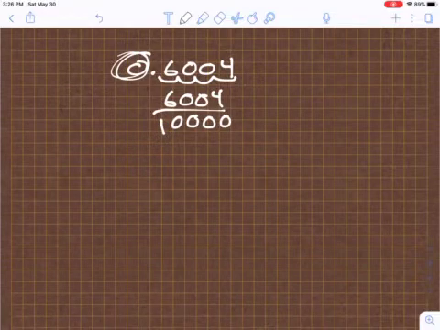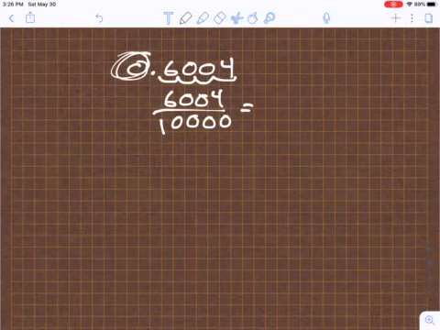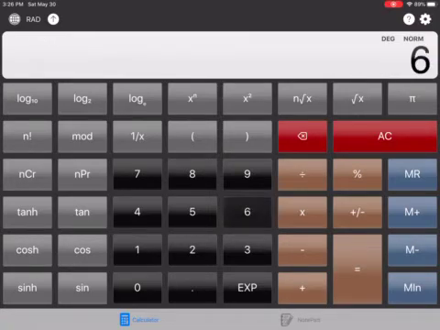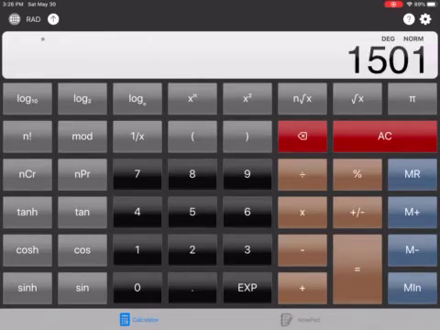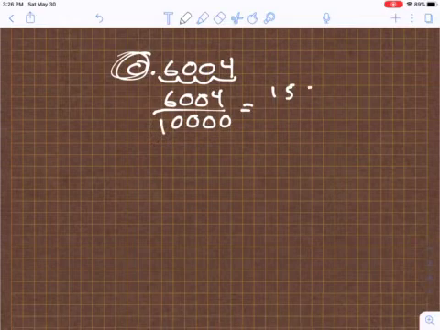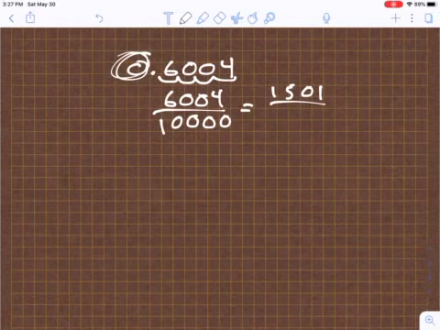So in simplifying this, one of the divisibility rules I know is that if the number ends in a number that is divisible by 4, the whole number is divisible by 4. So what I would do is take a calculator and say, okay, I'm going to take 6,004 and divide it by 4 and see what I get. And I get 1501. And I go, okay, cool, great. So I'm going to have 1501. And then I just know, because I've done this before, that if I divide 10,000 by 4, I'm going to get 2,500. Okay?